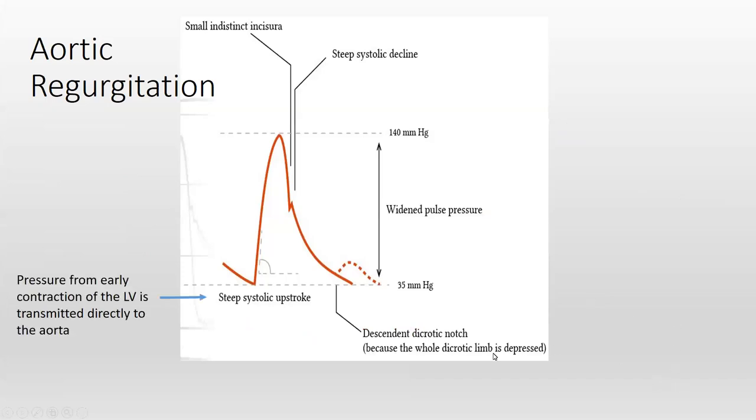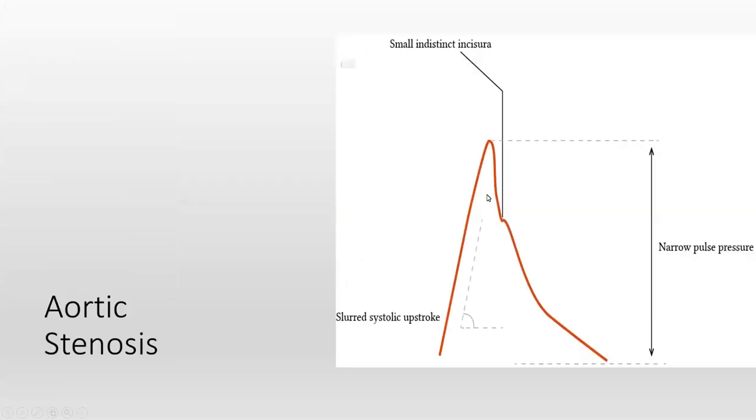So why do we see this? In AR, you initially see a very steep upstroke, and you can see the angle here. The angle shifted toward the right because there's a steep upstroke as the pressure from early contraction is transmitted directly to the aorta. And then there's a steep systolic decline because the pressure drops rapidly, with blood regurgitation into the LV as it fills in diastole. And there's a wide pulse pressure that we see in AR.